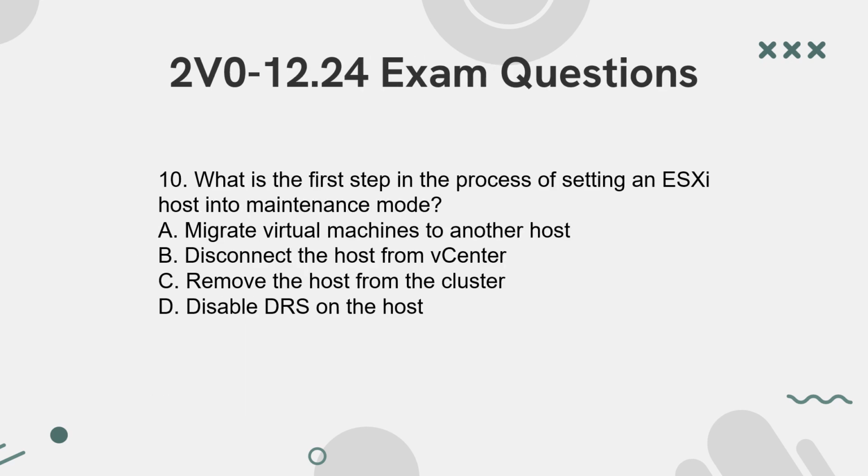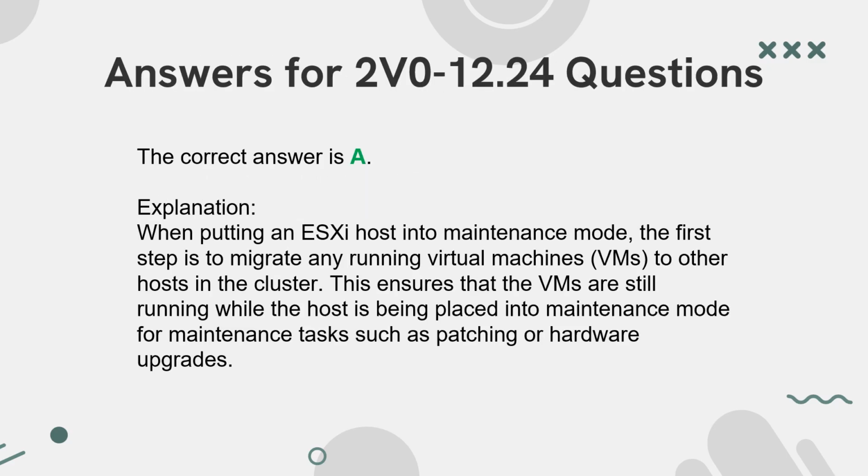What is the first step in the process of setting an ESXi host into maintenance mode? A. Migrate virtual machines to another host. B. Disconnect the host from vCenter. C. Remove the host from the cluster. D. Disable DRS on the host. The correct answer is A.